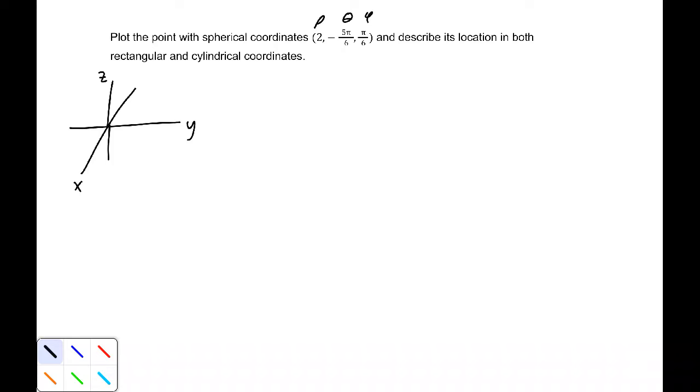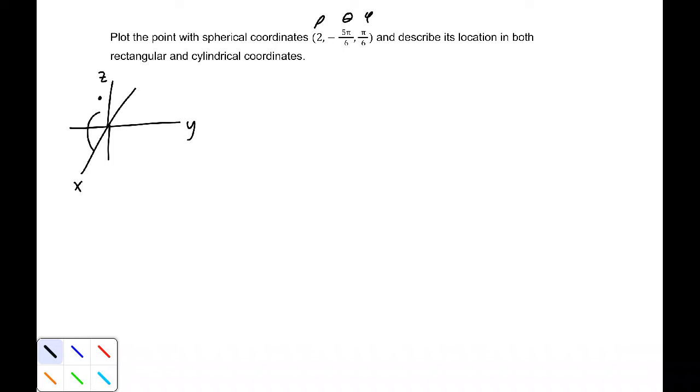So we know we have a radius of 2. So we can imagine it sticking out from the origin, an arm of length 2. Now if we go from the x-axis to negative 5 pi over 6, that will take us over into the area where we have negative x values, negative y values, and we're not worried about the z values yet. So we're in that octant over there. And then we want to rotate away from the positive z-axis by pi over 6. So that puts us in an area where x and y are negative, but z is positive. That's where that point would be.